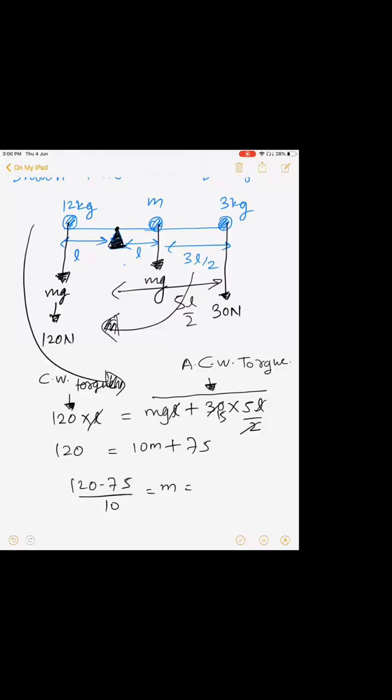You could not solve a simple question. See this. Answer is 4.5 kg. Accurate answer.